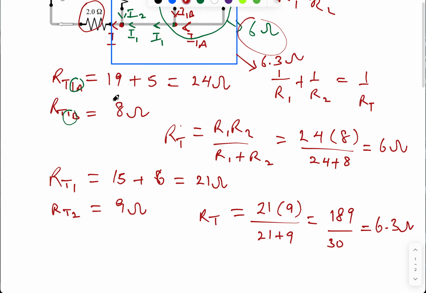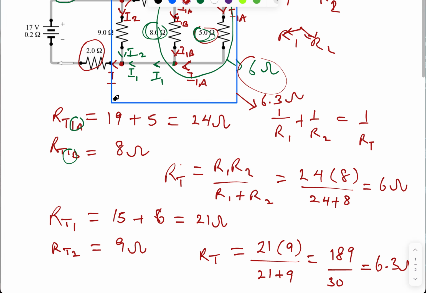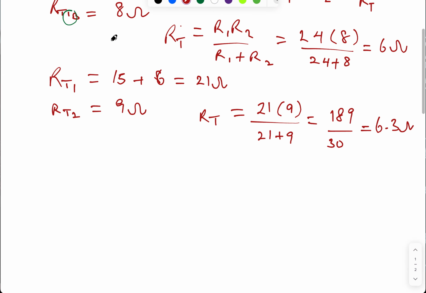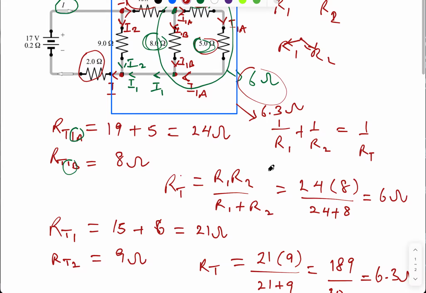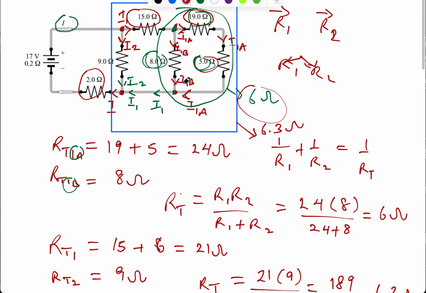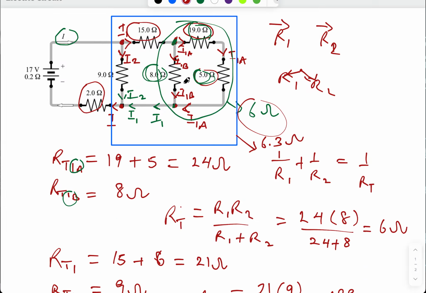That implies that the 2 ohm resistor and the entire thing in this blue box are in series connection. And what does that imply? That implies that I will have to add them up. So the net total resistance in the entire circuit will be the addition of the 6.3 ohms and that 2 ohms right there. So everything here is going to be 8.3 ohms. That is what the total resistance in the entire circuit is going to be.